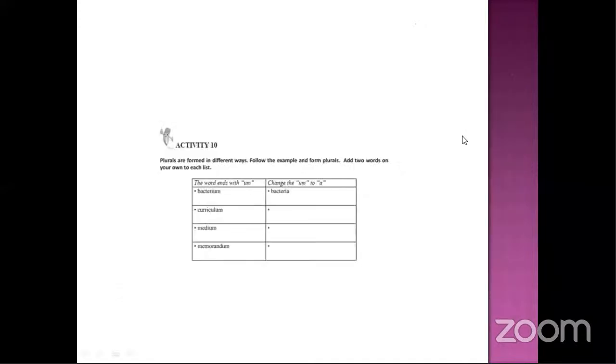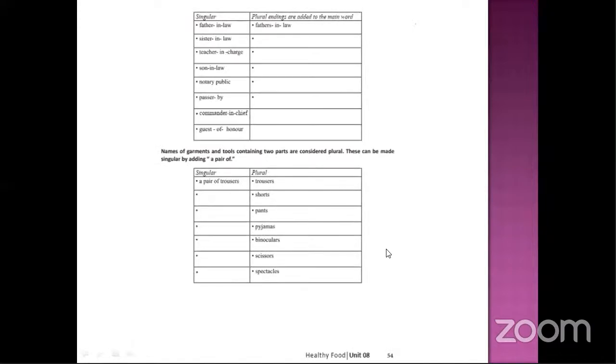Yes. Let's move on. Now look at the next activity. Plurals are formed in different ways. Follow the example and form plurals. Add two words on your own to each list. Okay, can you do this activity? Here, these words are taken from foreign languages. You have to write the plurals. Can you do this? Now, if you can remember, we have discussed these words, and you can see them in your textbook also.